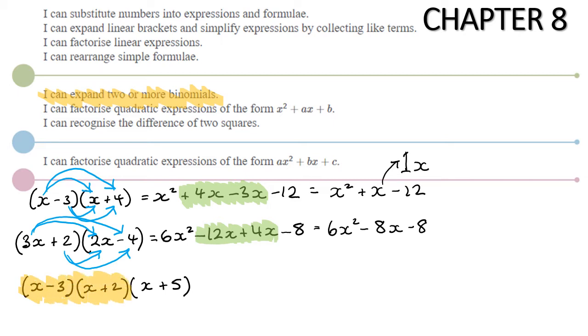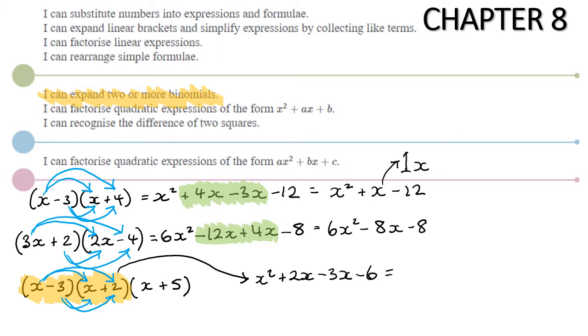Let's put in the arrows like this. I'm just doing the first 2, and then once we've done the first 2, I'll move on to the next one. So I'm just going to be working out the answer to these 2, which I'll do over here. So that will give me x squared plus 2x minus 3x minus 6.